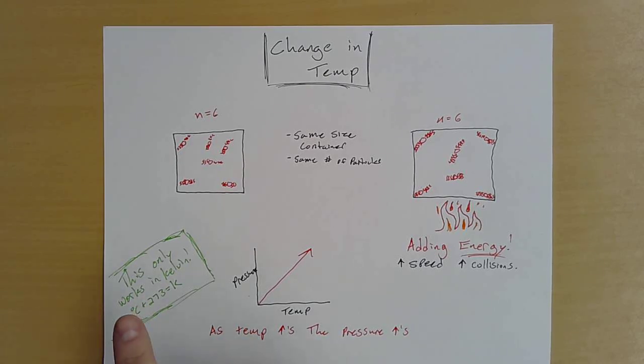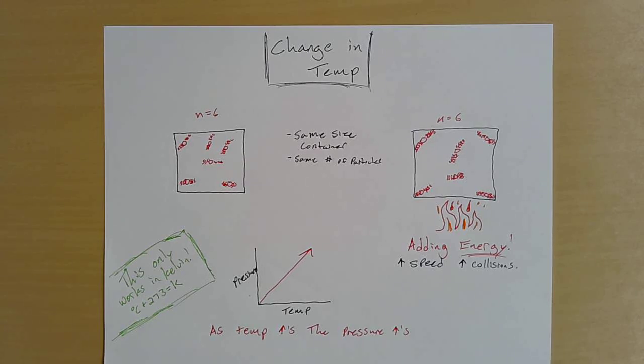And remember, this only works in Kelvin. So to find Kelvin, it's the degrees Celsius that you're given plus 273. That's pretty much what I'm going to give you for any type of conversion there. I probably won't have you go from Kelvin to degrees Celsius. That'll come later this year. But for right now, get comfortable with the idea. If I give you 30 degrees Celsius, it's 30 plus 273 equals the temperature in Kelvin. So it would be 303 Kelvin.